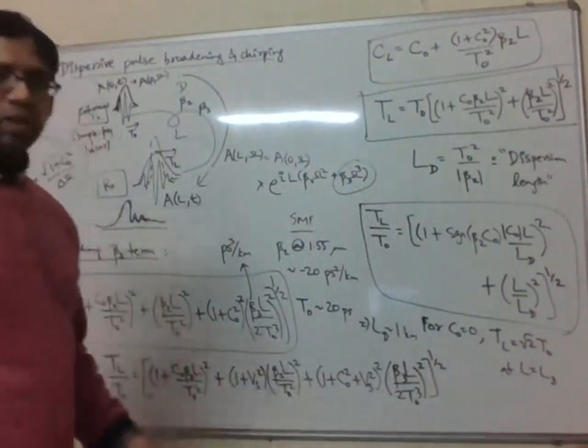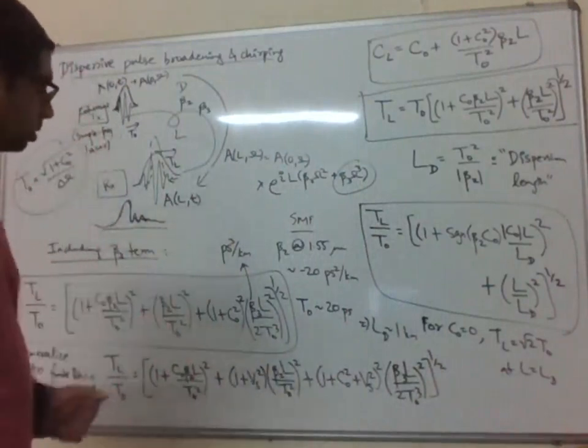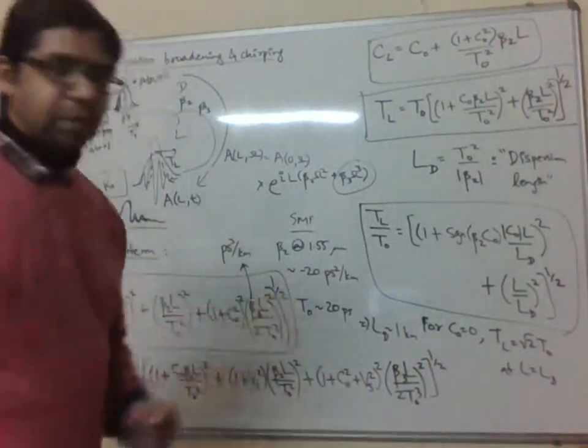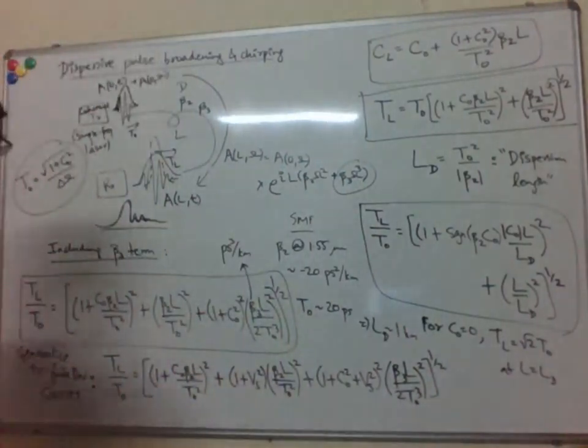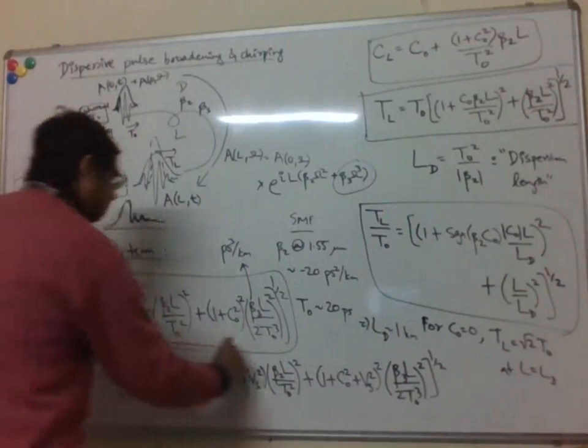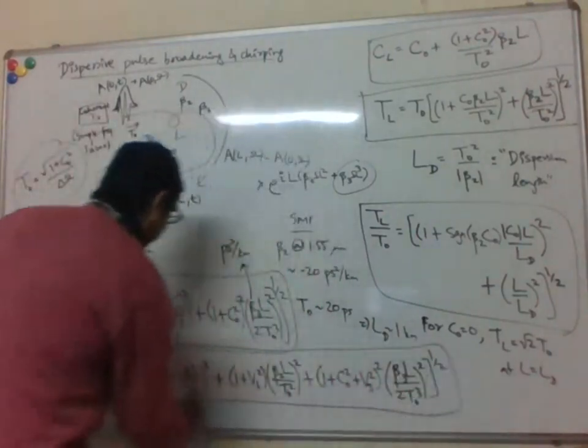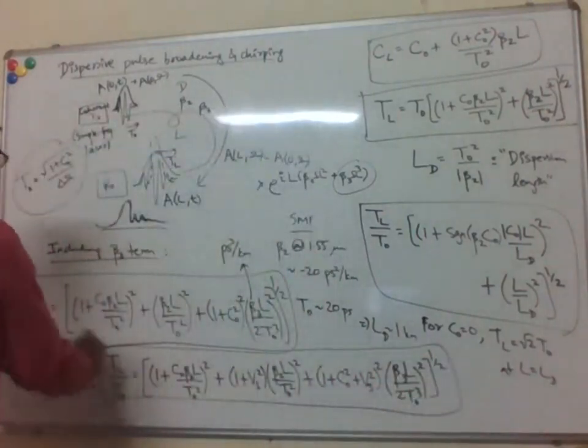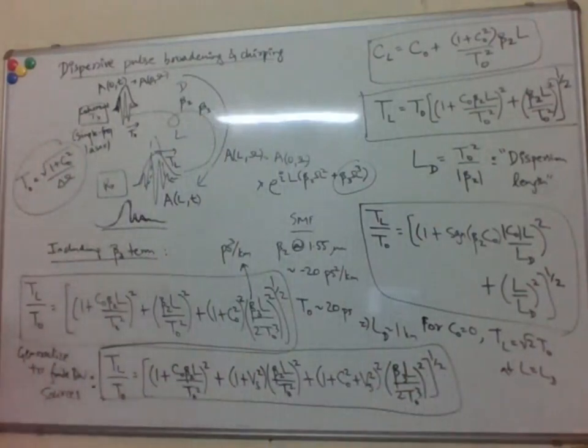All these formulas are given in your textbook, so don't worry about remembering each and every term. You should just be aware of how things scale with the different parameters. But this is the most general formula that one can use to find the dispersive broadening.